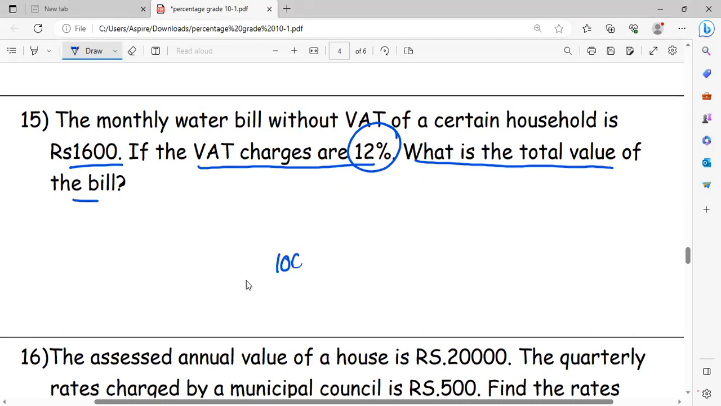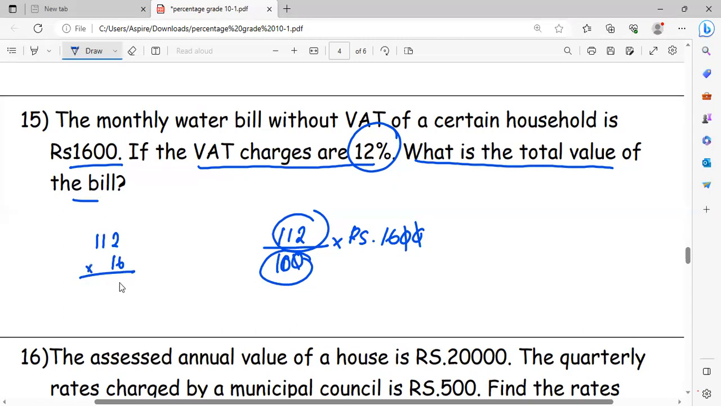If the value of the monthly water bill without VAT is 100 rupees, with the VAT it becomes 112. Now you are given without VAT. That means without VAT it is 100 rupees, with VAT it is 112. You are given without VAT and you have to find with VAT, that means the total amount. So you have to multiply this by 1,600. Zeros cancel. Then 112 multiplied by 16.